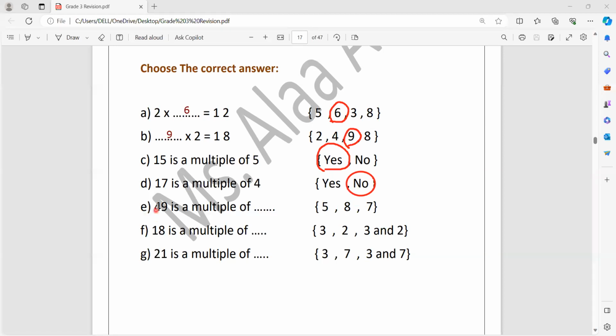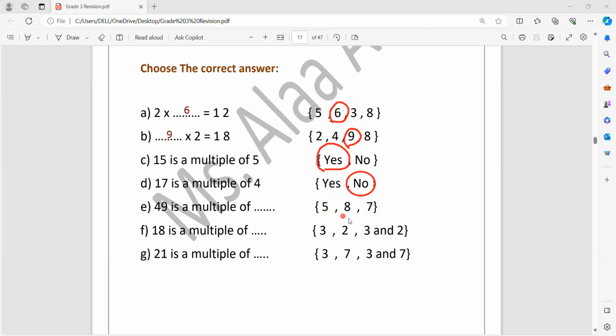E, here we have 49. This 49 is a multiple of what? If he asks me whether 49 is a multiple of 5 or 8 or 7, it means in which timetable we have the product 49. Do you have 49 in timetable 5? No. In timetable 5, we have 0, 5, 10, 15, 20, 25, 30, 35, 40, 45, and 50. So there is no 49.